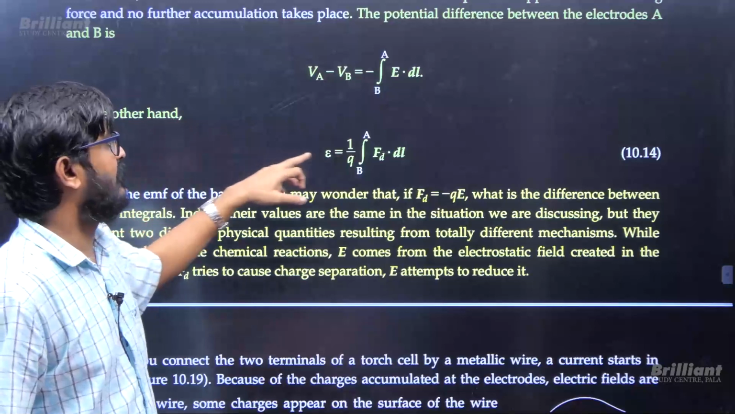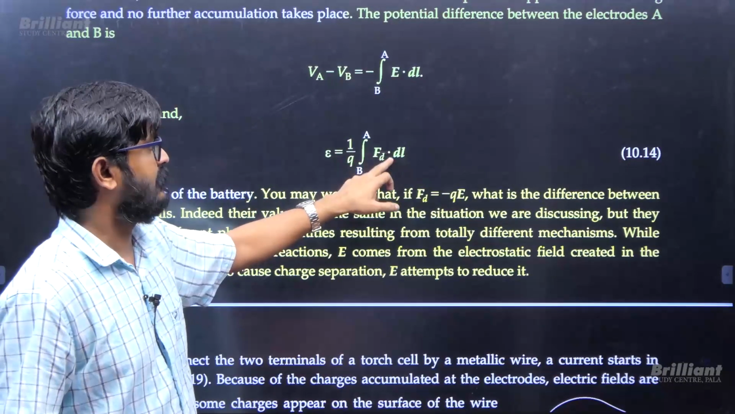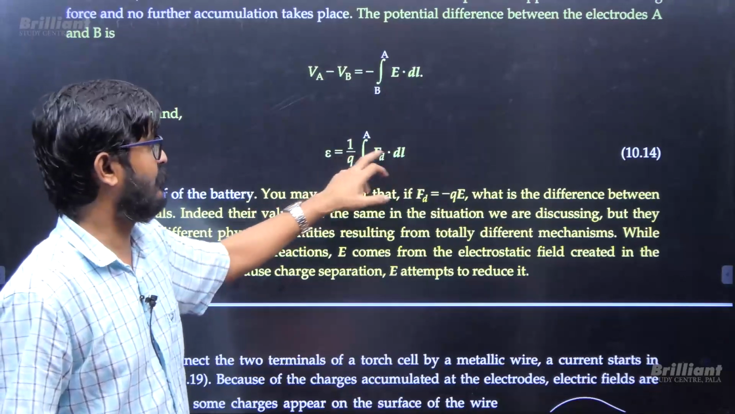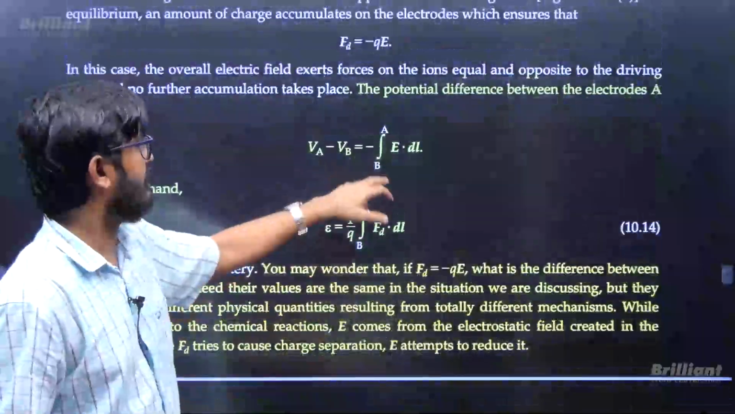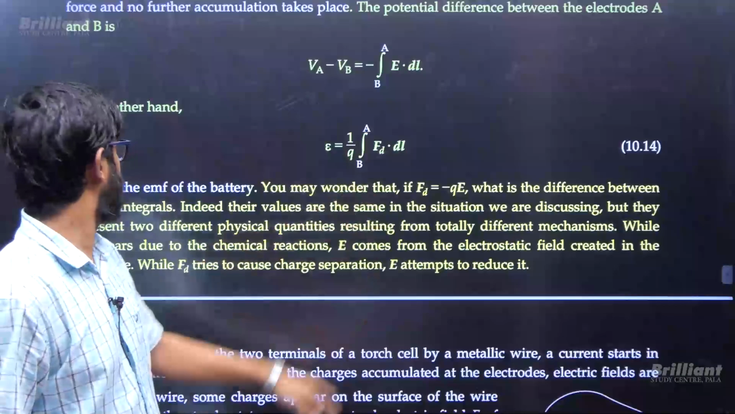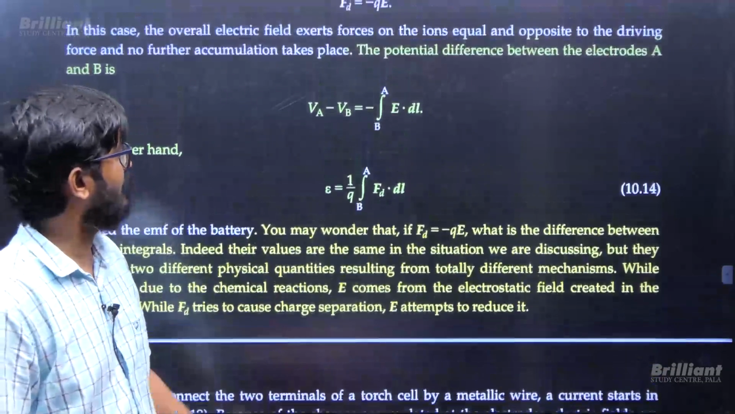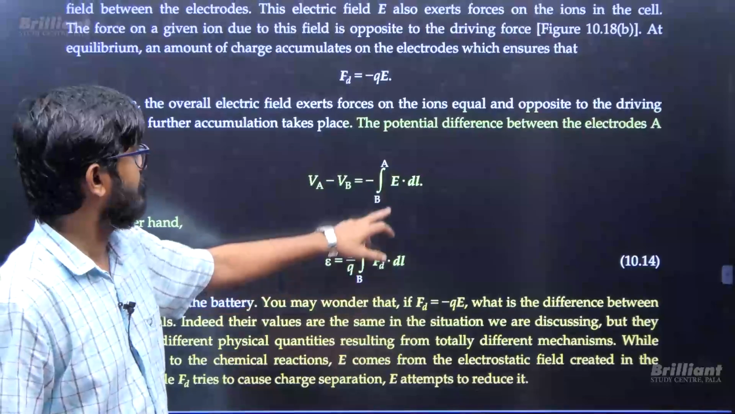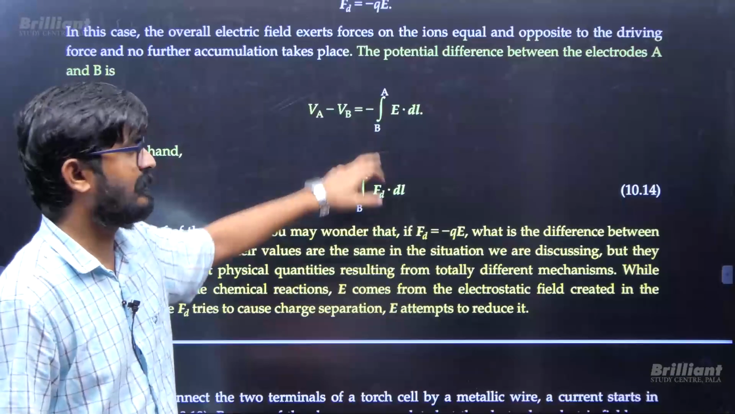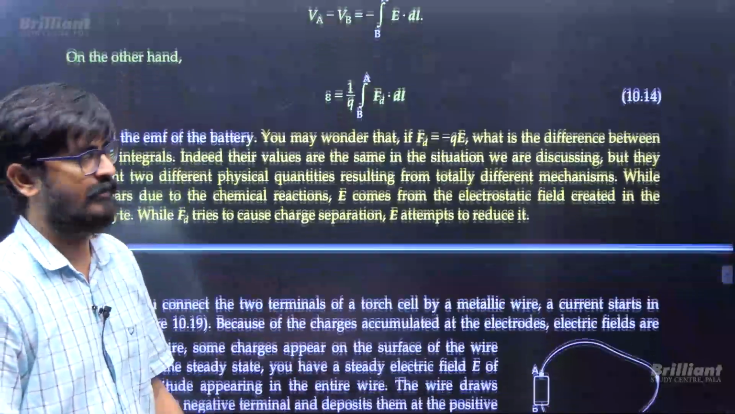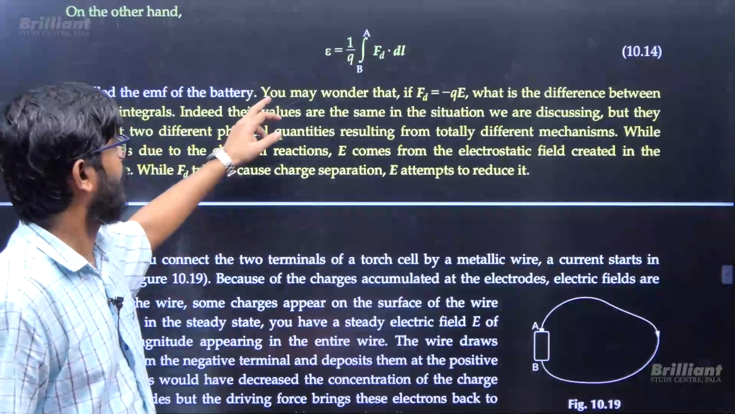But on the other hand, we will be defining EMF as 1 by Q into the work done by the driving force per unit charge. That is called the EMF of the battery, but we have already seen that minus E bar is FD by Q. So these two are equal in magnitude, but they have different meanings. Eventually we'll see they may be different in some situations.